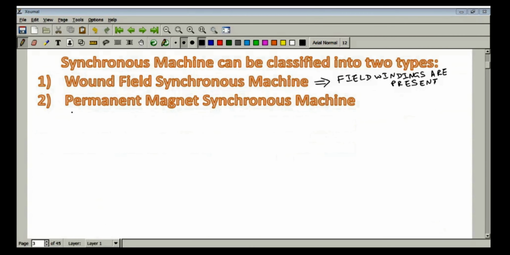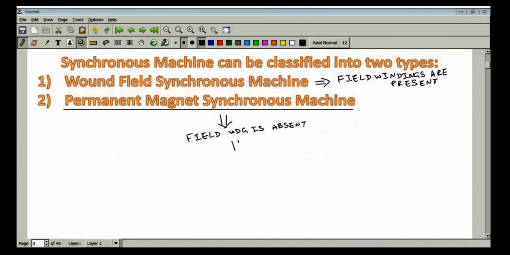But in case of your permanent magnet synchronous machine, field windings are absent. In this case, field windings are absent. So how do we set up magnetic flux in the air gap?